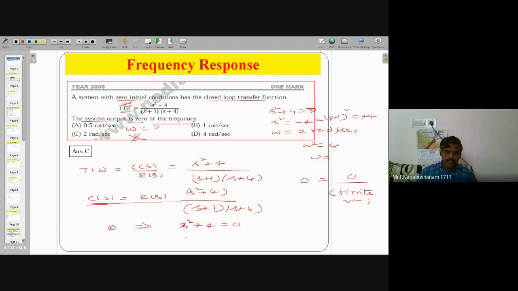Replace s equal to j omega. Frequency response means always in terms of omega. j square means minus 1. Minus omega square plus 4 equal to 0. Omega square equal to 4. Omega frequency is always positive. 2 radians per second. So 2 radians per second, C is the answer. GATE 2005, 1 mark. Next question. Anybody can answer?